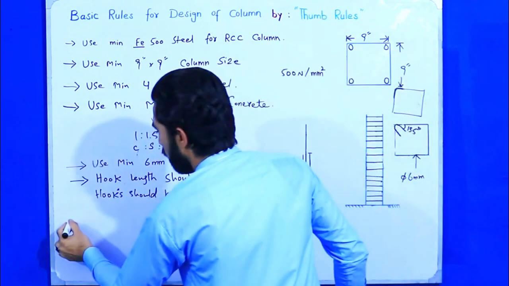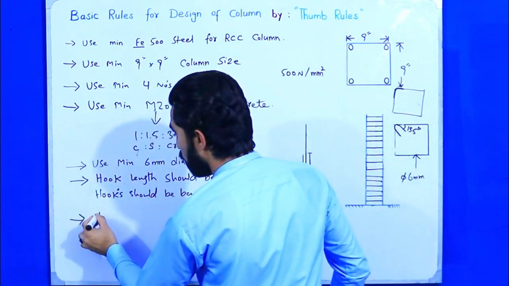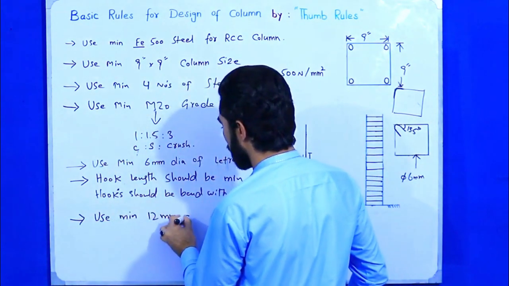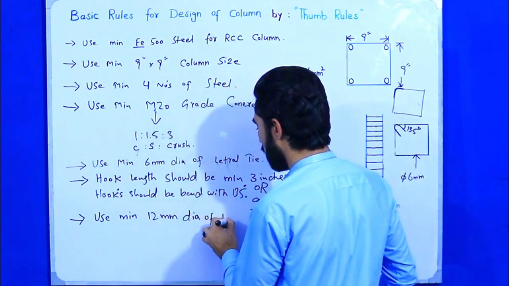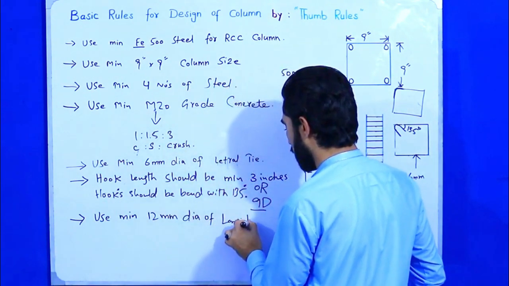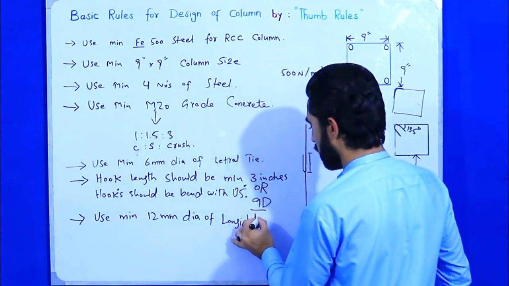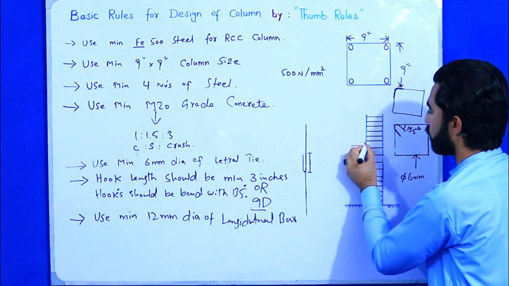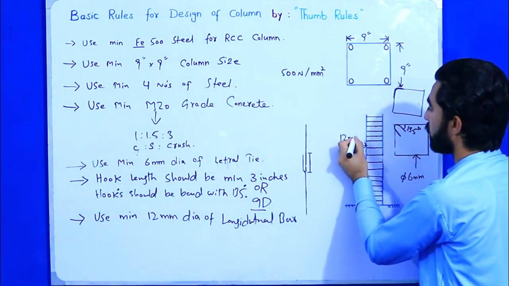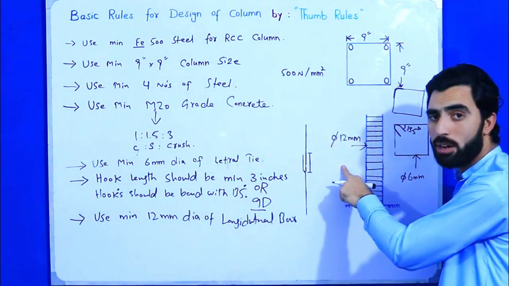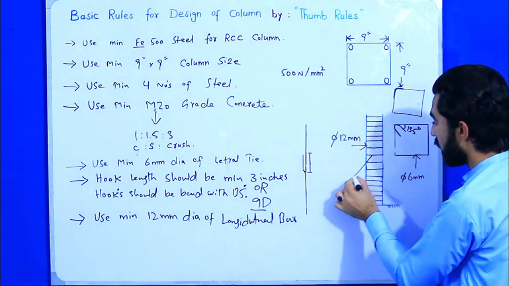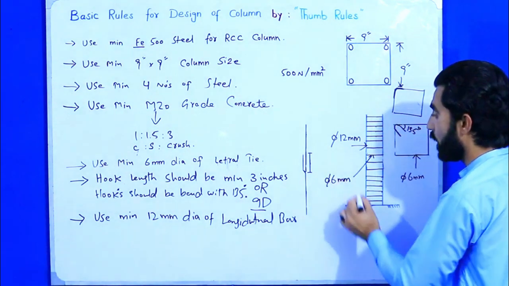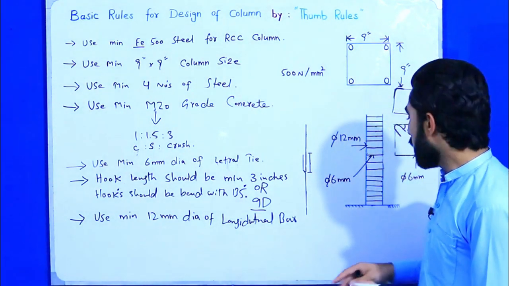Guys, now for longitudinal bars. Use minimum 12 millimeter dia of longitudinal bar. You can see it should be minimum 12 millimeter longitudinal bar dia, and I've already discussed its lateral ties, which should not be less than 6 mm. Use minimum 6 millimeter. And come to its spacing.